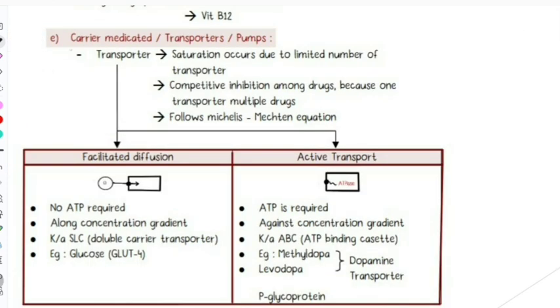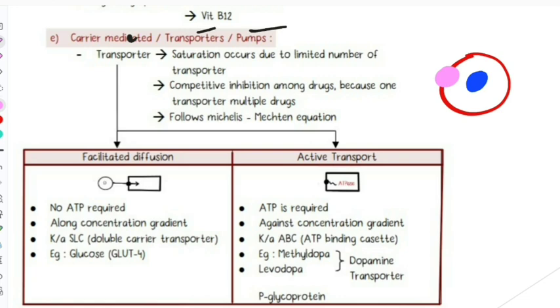Now we'll talk about another kind of absorption of drug, which is called carrier mediated, or transporters, or with the help of pumps, drugs are absorbed. See here, some cells use special proteins. They are called carriers, or I can call them transporters or pumps. So these special proteins will move the drug across the membrane.